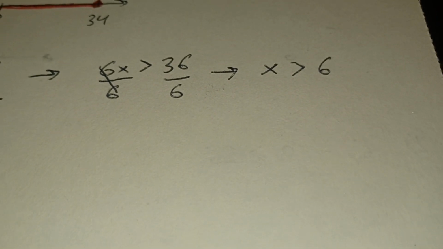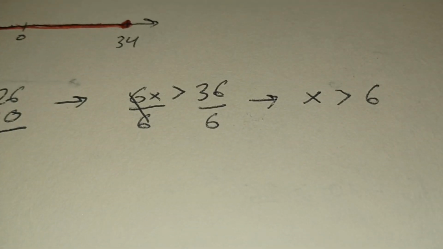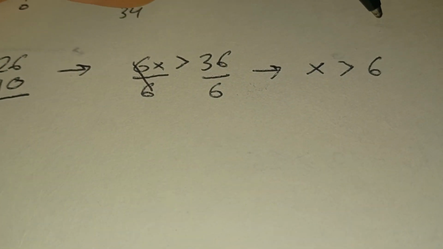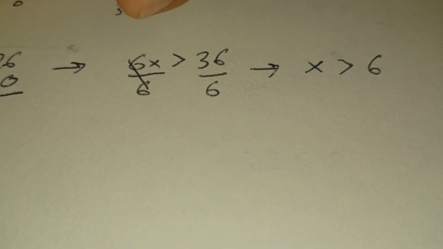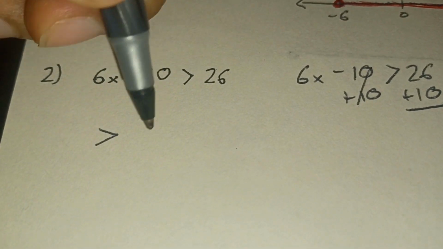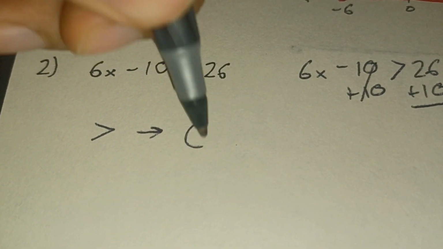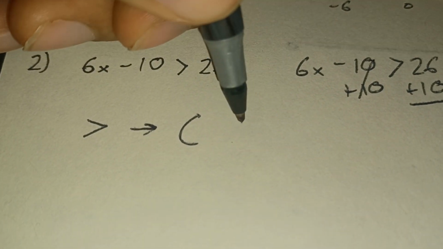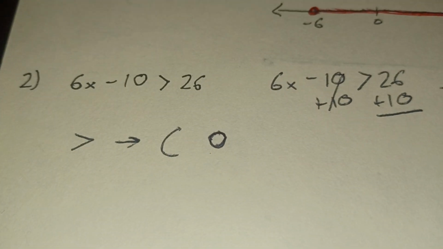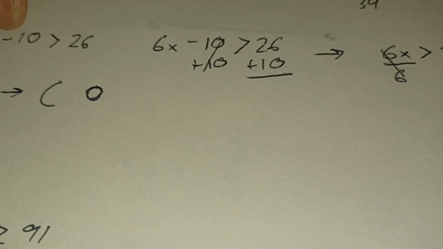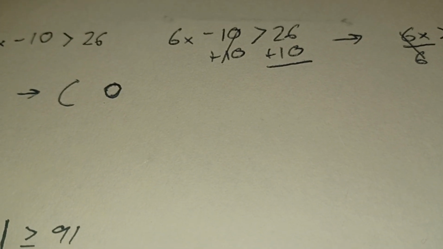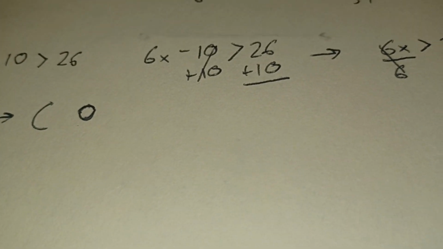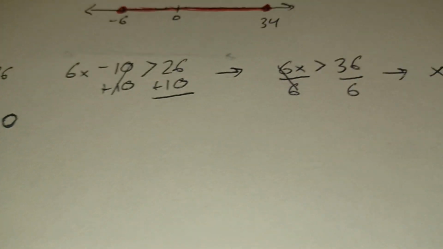So this means that we have that greater than sign. We don't have an equal sign at the bottom, so this sign indicates parentheses and an open circle, because it's greater than. The endpoint is not necessarily included here, so open circle and parentheses.